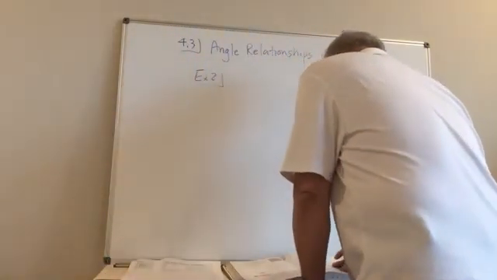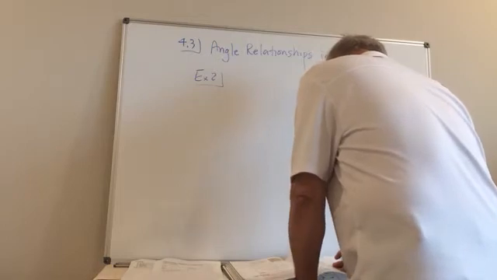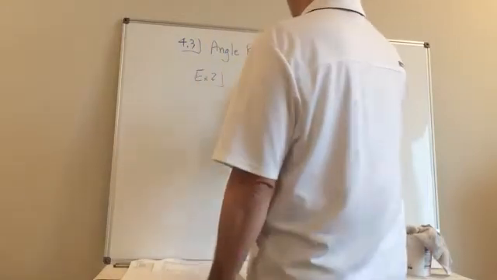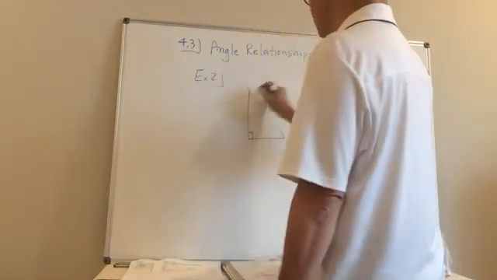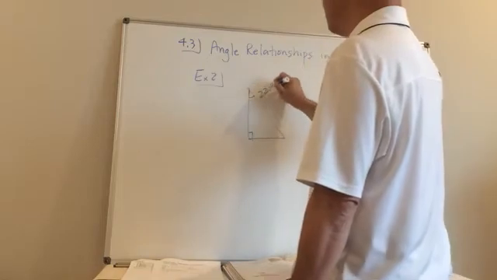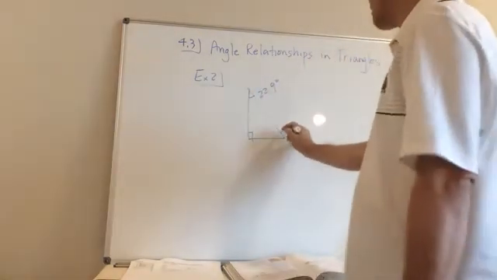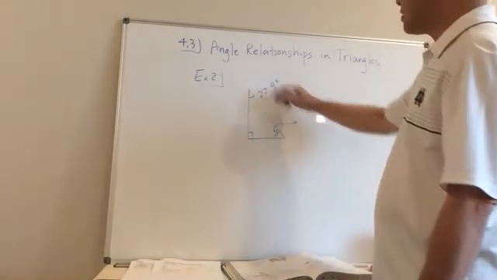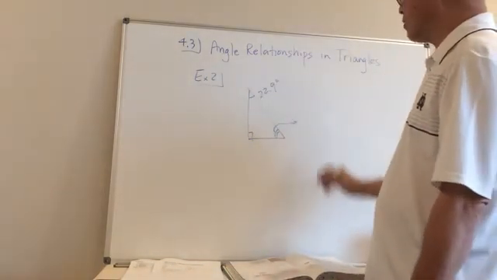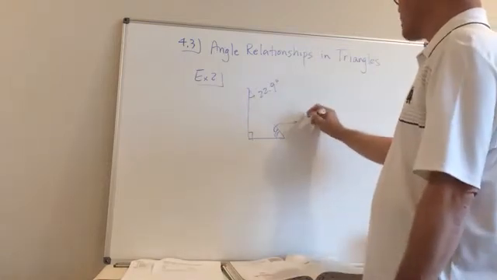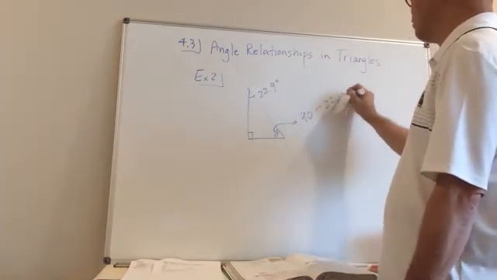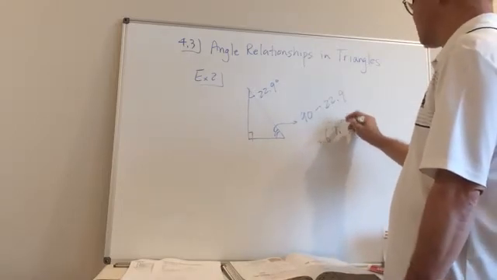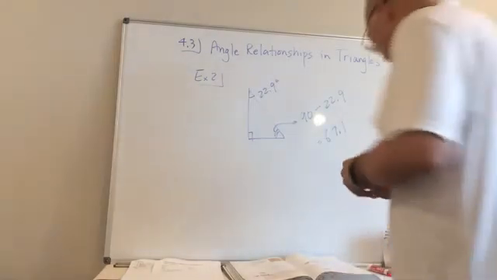One of the acute angles in a right triangle measures 22.9 degrees. What is the measure of the other acute angle? So I have two acute angles. This is a right angle. And this one here is 22.9 degrees, so what is the other one? We're trying to find this one. Since these two have to add to 90 degrees, they're complementary. This one would be 90 minus 22.9, which would be 67.1 degrees. Okay.